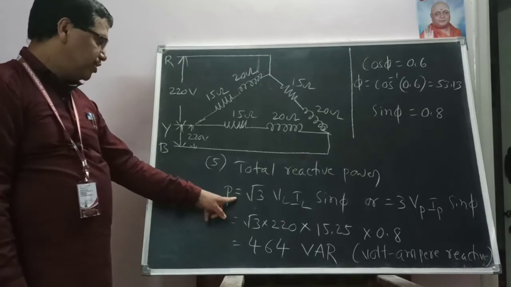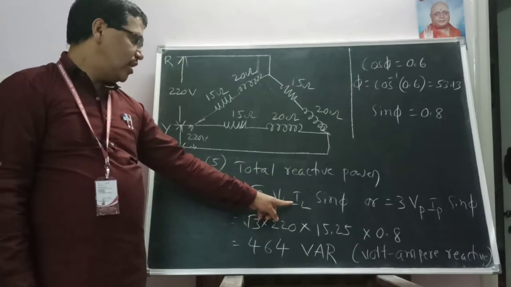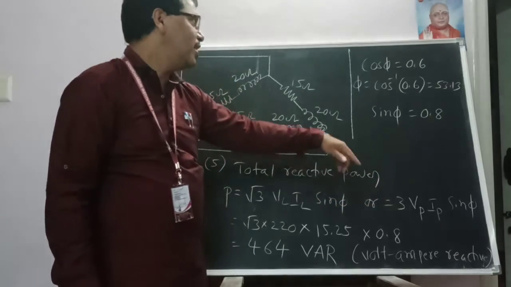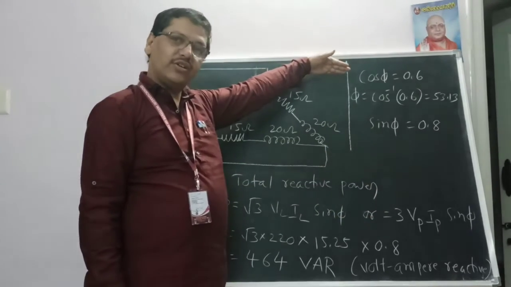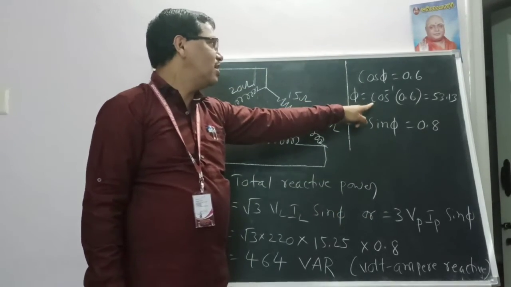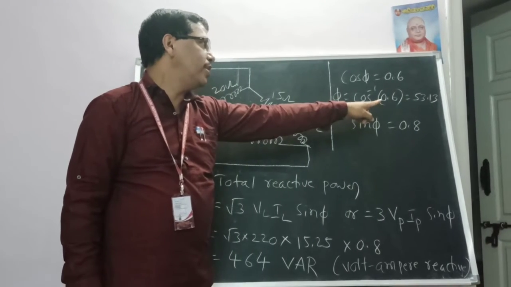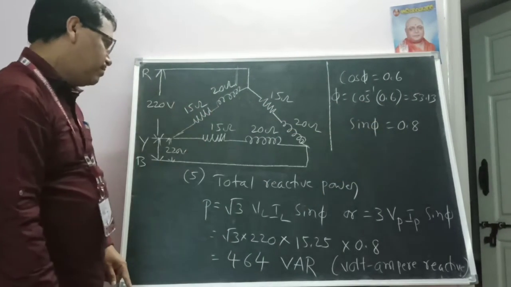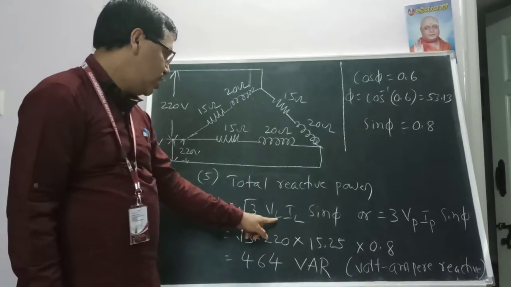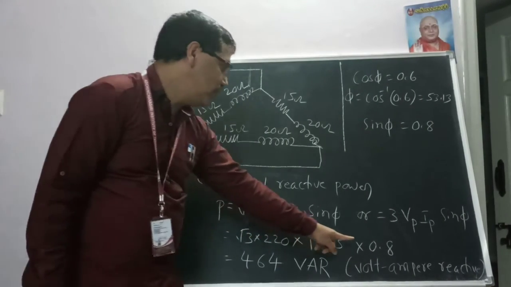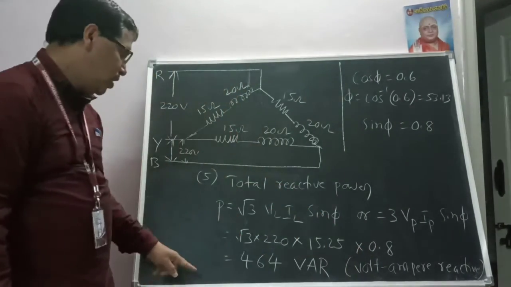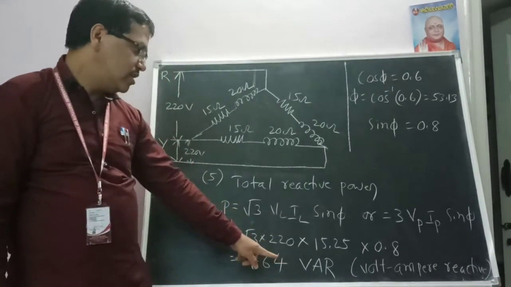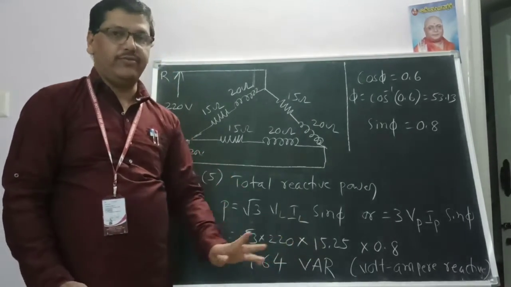The last, fifth one: total reactive power. The reactive power relation is Q is equal to root 3 VL IL sin phi, or 3 into V phase I phase sin phi. We already know that cos phi is equal to 0.6, phi is equal to cos inverse of 0.6, which is 53.13 degrees. So sin phi is equal to 0.8. We substitute that 0.8 in place of sin phi in root 3 VL IL sin phi. The answer is 464, which we write in terms of var. Var is volt ampere reactive.